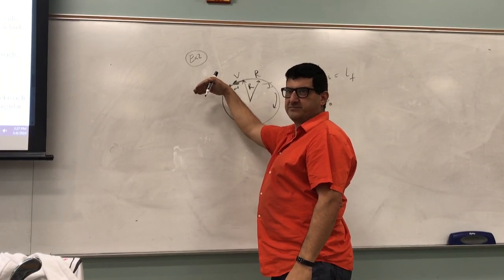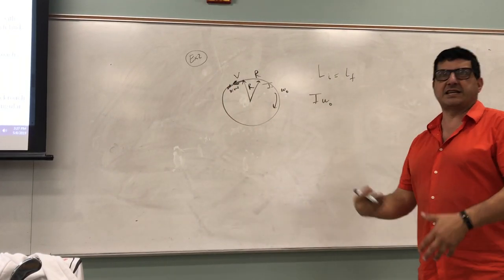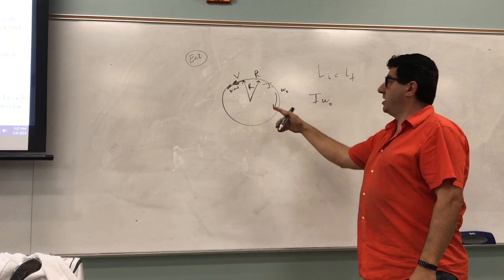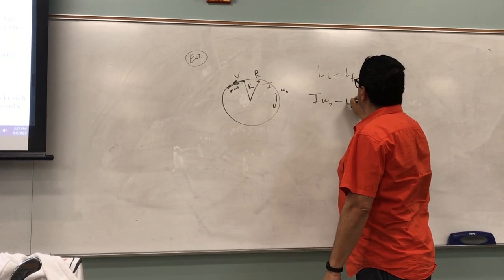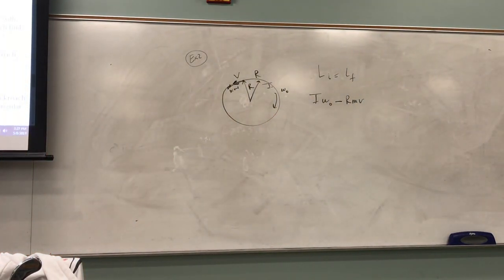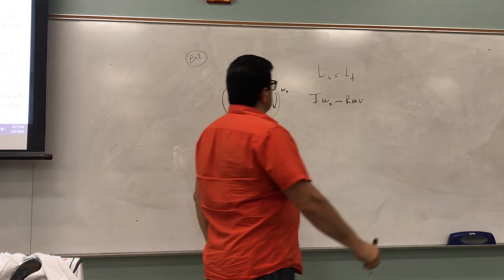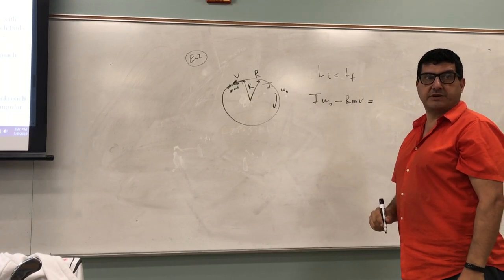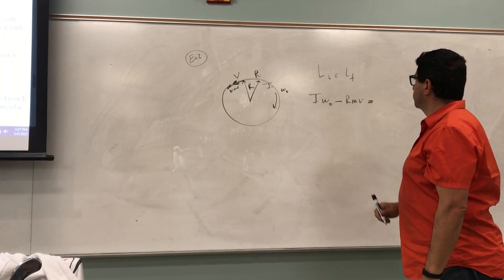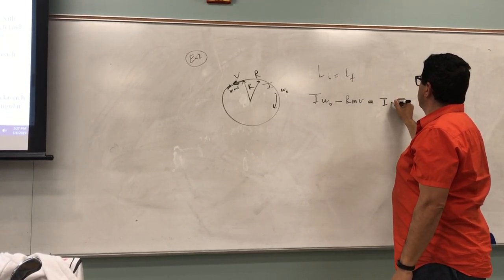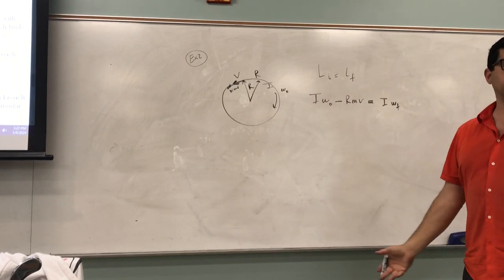So I don't do I omega. Or you could do I omega, it's just that I is MR squared. So for a cockroach, it's just better to do RMV, right? So minus RMV, where M is the mass of the cockroach, right? They said call it M, you know. So now the final angular momentum of the system is going to be what? I omega final, because the cockroach rests.